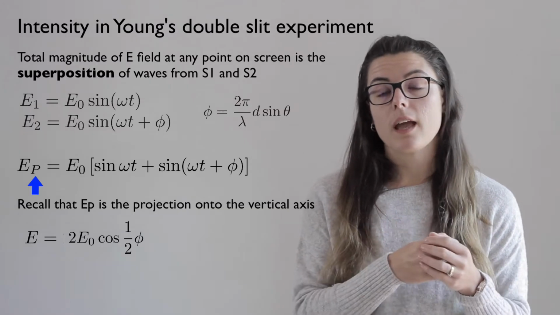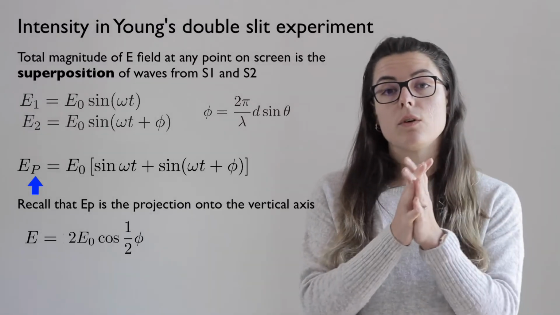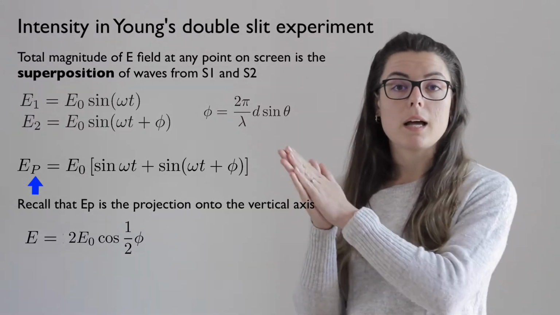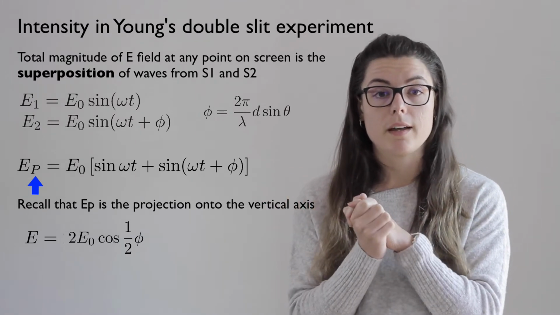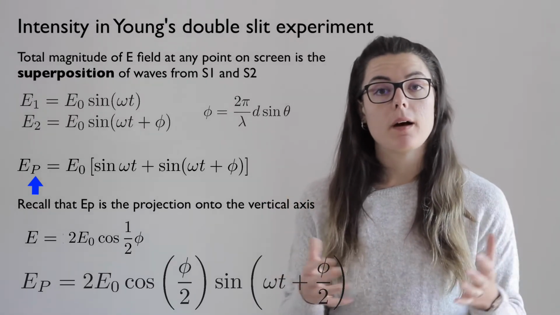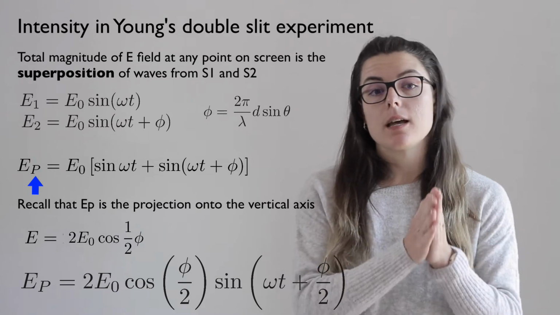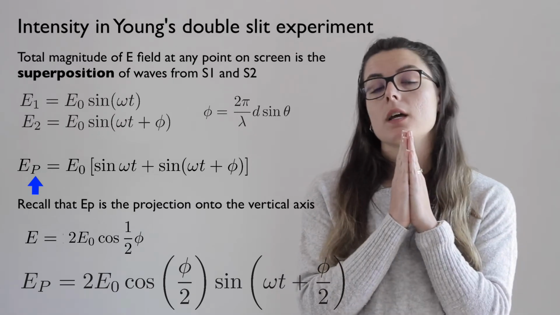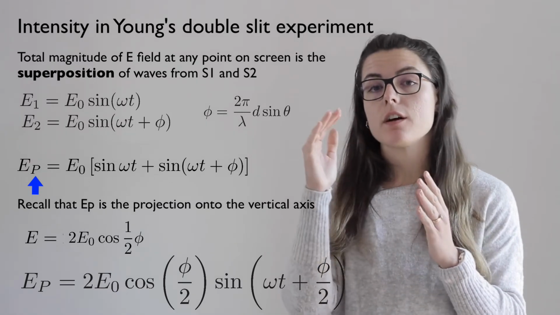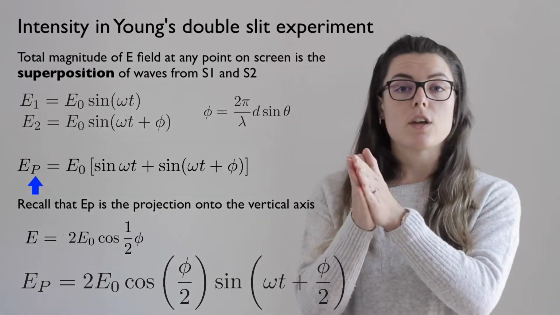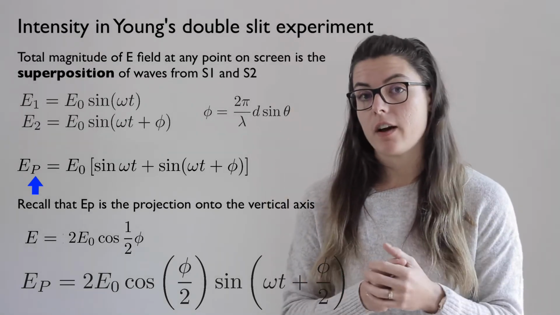So when we add them together, we're going to have E naught sine omega t plus sine omega t plus phi. And so remember, to combine these two together, we end up with E equals 2 E naught cos phi divided by 2 times sine omega t plus phi divided by 2.